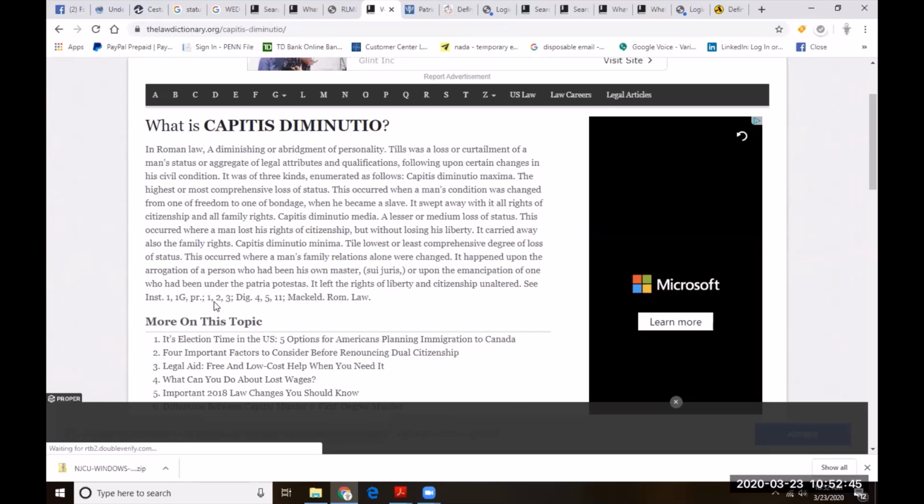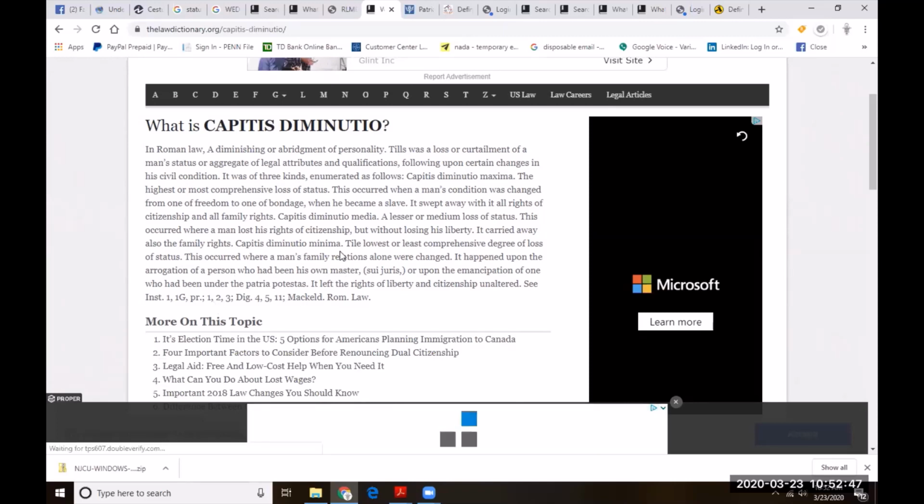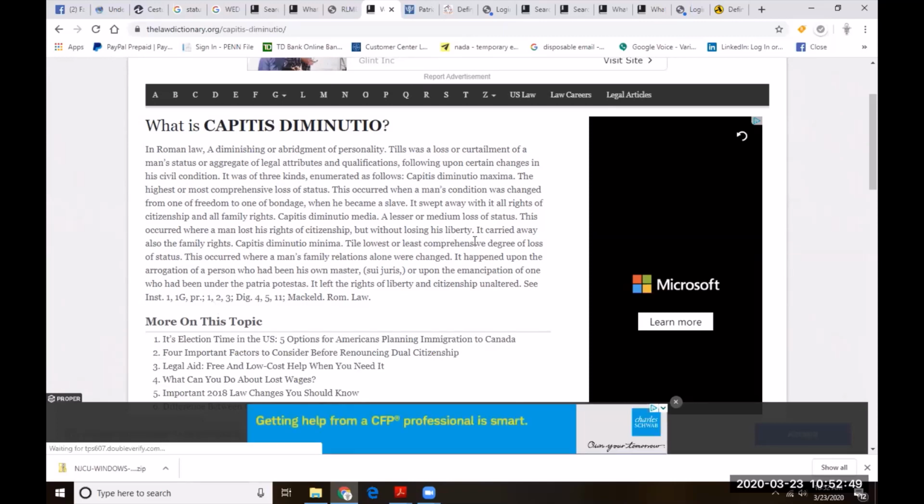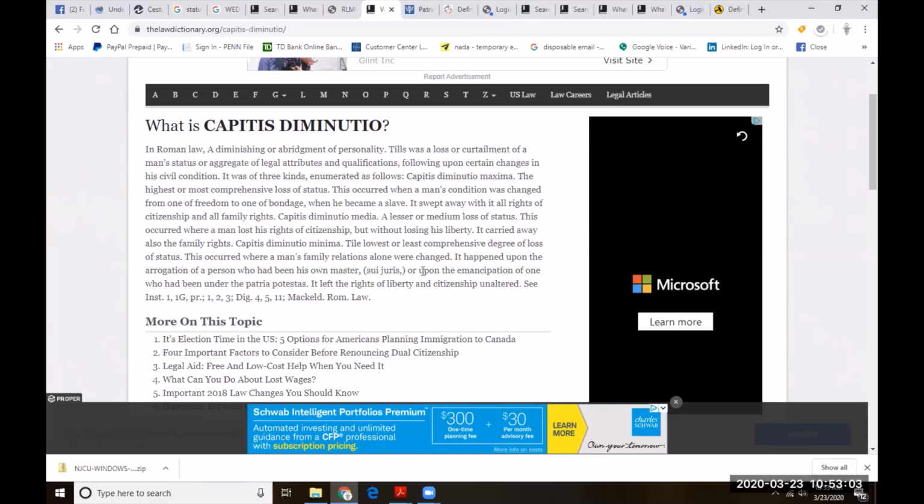Now, let's go back here to the lowest comprehensive degree of loss of status. This occurred where a man's family relations alone were changed. It happened upon the arrogation of a person who had been his own master, or upon the emancipation of one who had been under patria potestas. What is patria potestas?